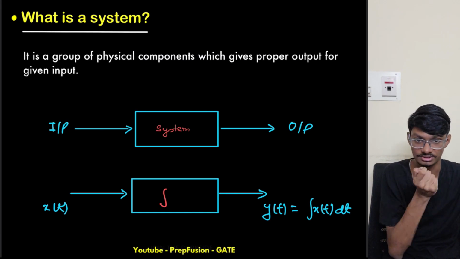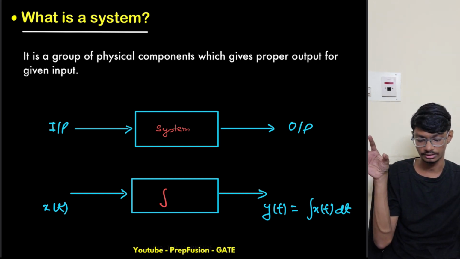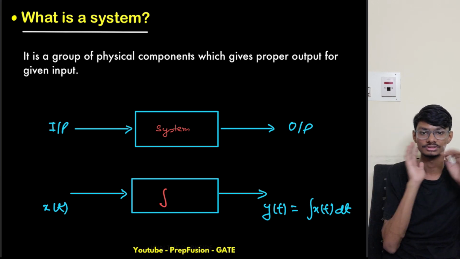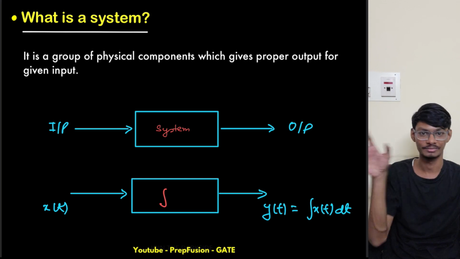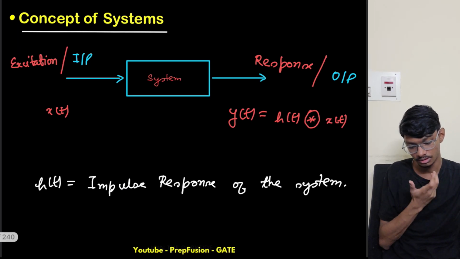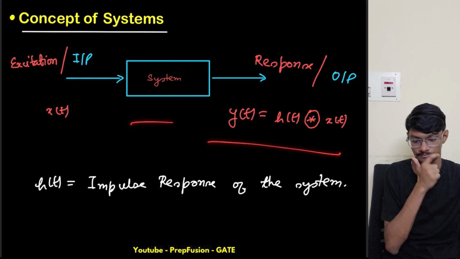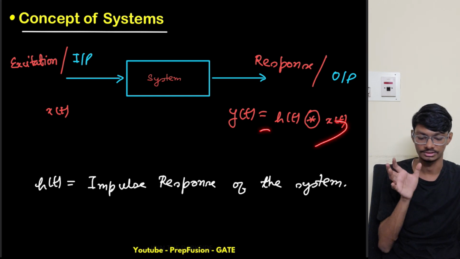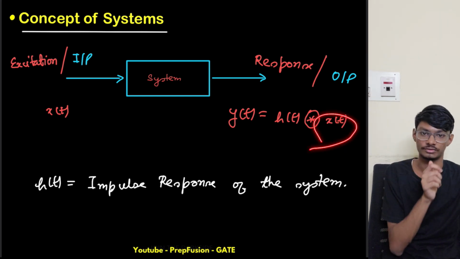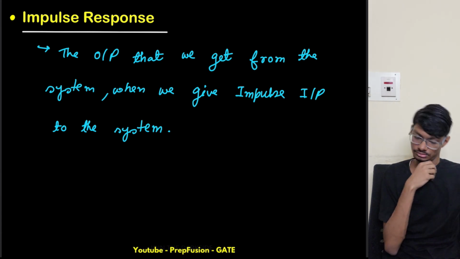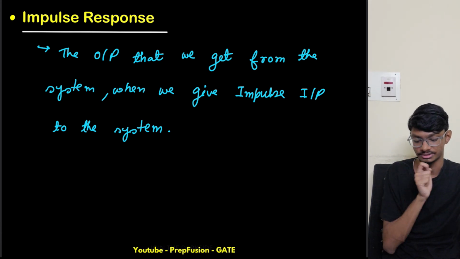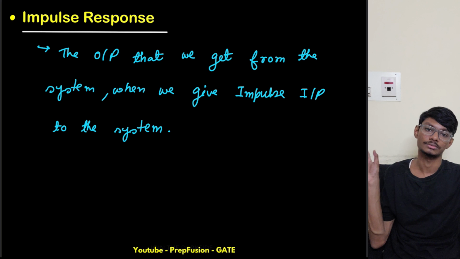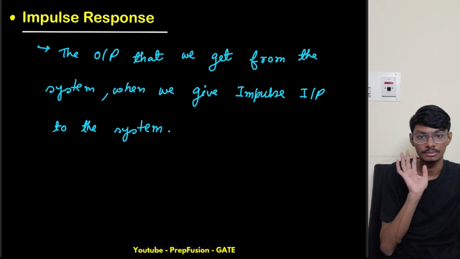And then I told you what a system is. A system is one where if you give some input, we get some output. If you give some excitation, we get some response. Fan, AC, washing machine, fridge, TV, everything is a system, so you are surrounded by systems. Then I told you the impulse response concept. For LTI systems, the output is related to the input by the convolution of the impulse response with x of t. That's why the importance of impulse response is very high for LTI systems. In general, impulse response is defined as the response of a system when we give an impulse input. That is the basic meaning of impulse response.